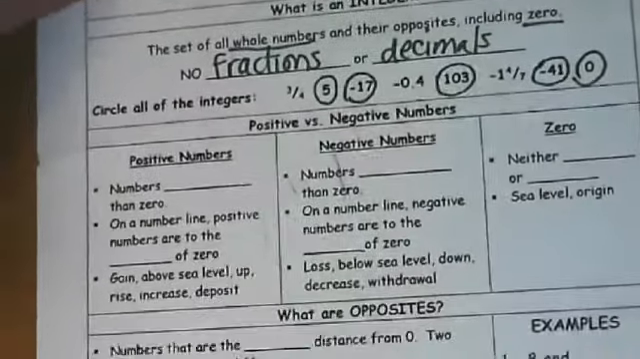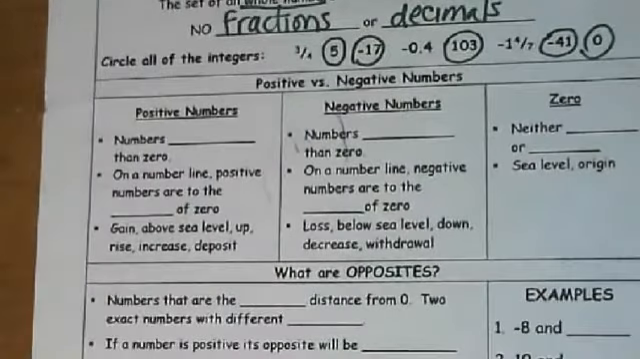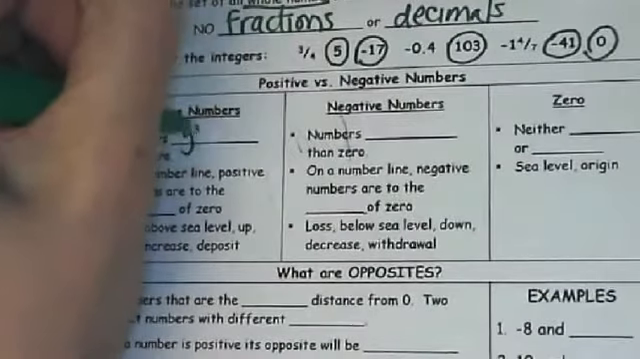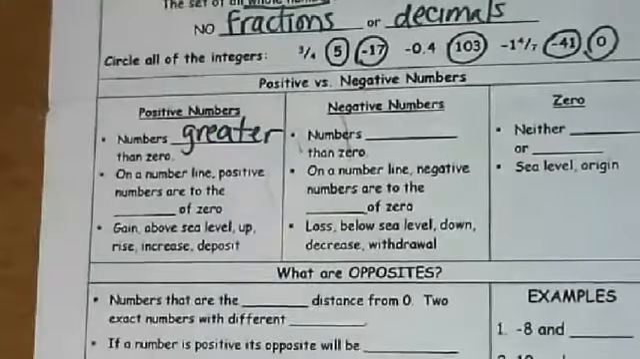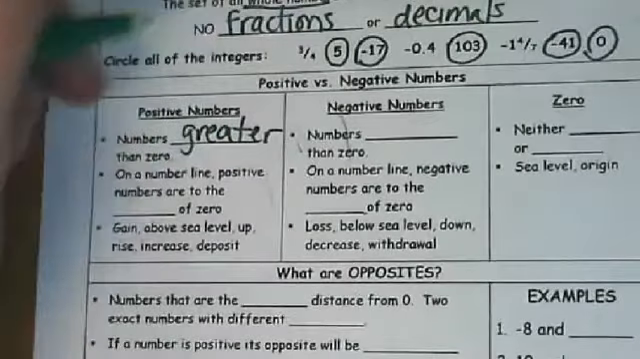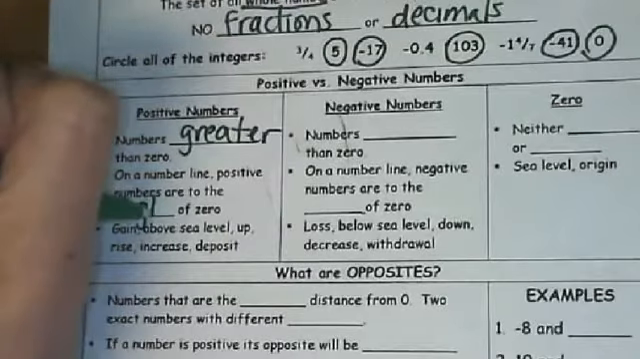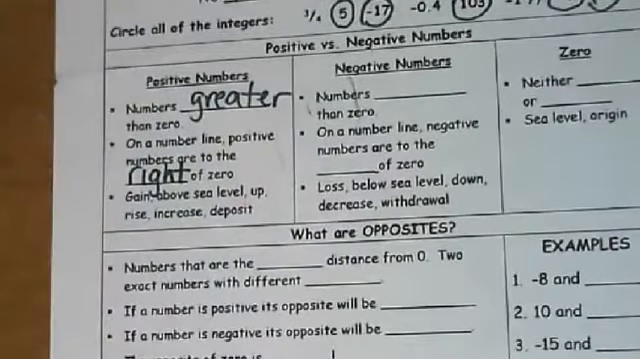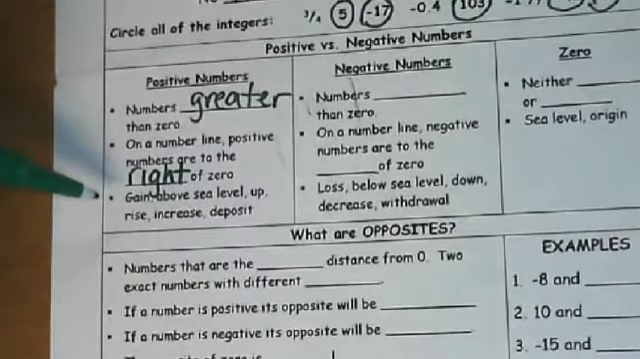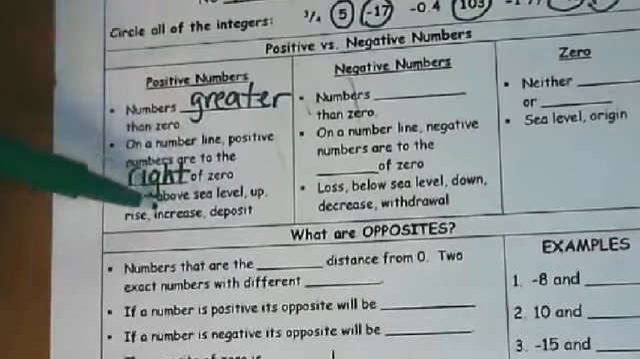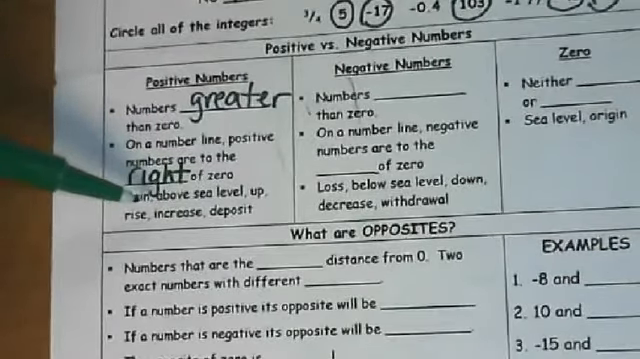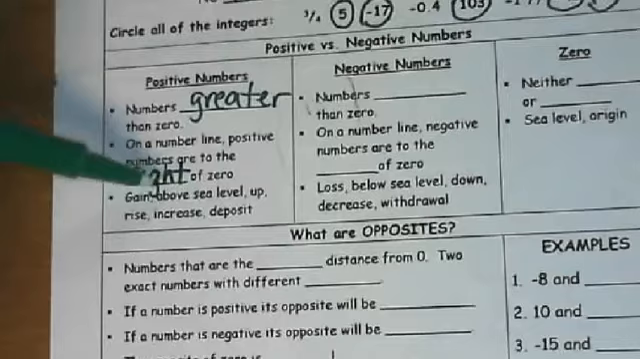So positive versus negative numbers. Positive numbers, numbers greater than 0. Okay? On a number line, positive numbers are to the right of 0. And some key words that tell me it's a positive number is gain. So as far as gaining weight or gaining money. Above sea level means it's above where land meets water, or at ground zero. Above sea level is going to be a positive number.